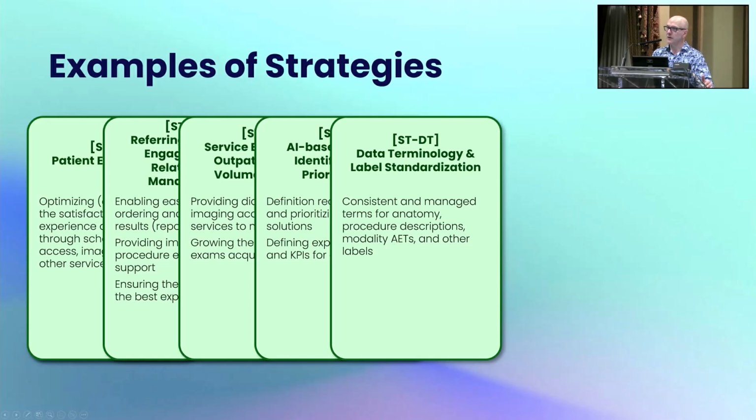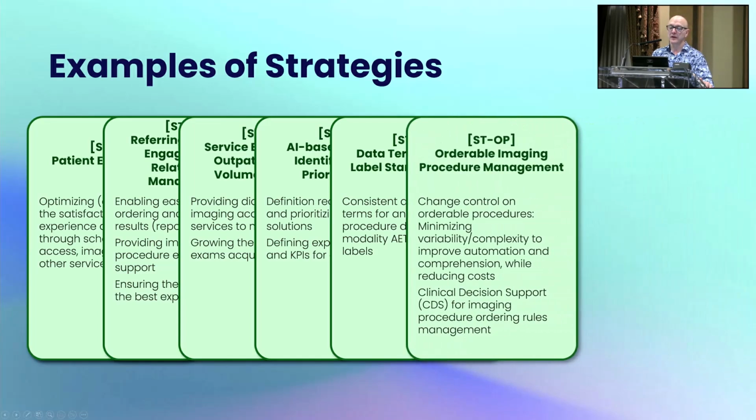Data terminology and label standardization. This covers everything from procedure terminology to series terminology, anatomy terminology, and those type of things. And this would be an example of an organization defining a strategy on how they're going to optimize their organization by adopting these standardizations. Orderable imaging procedure management. This is about the strategy for how we make sure that what the clinicians can order makes sense to them and actually results in the procedure that we want to be performed.